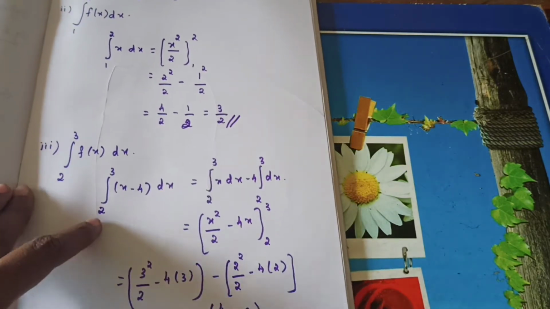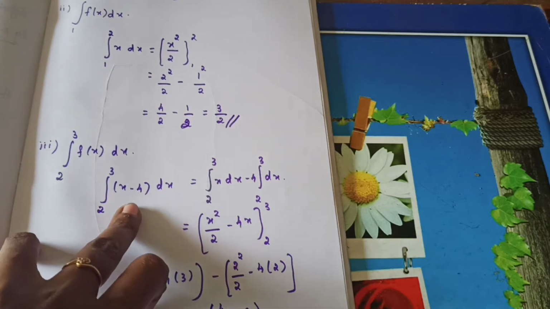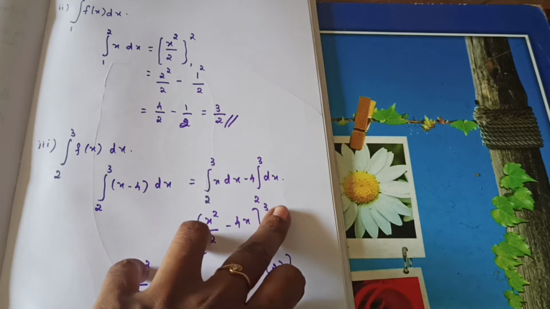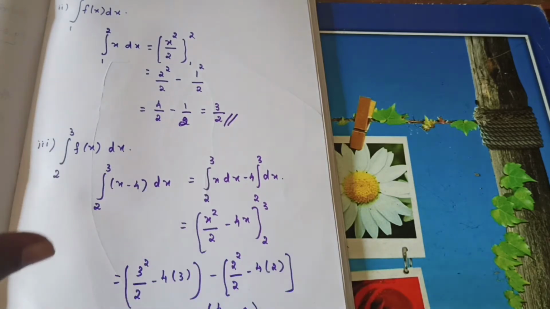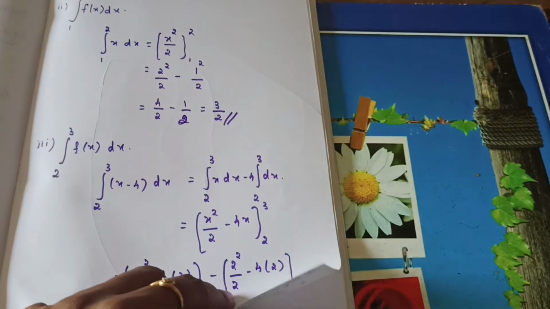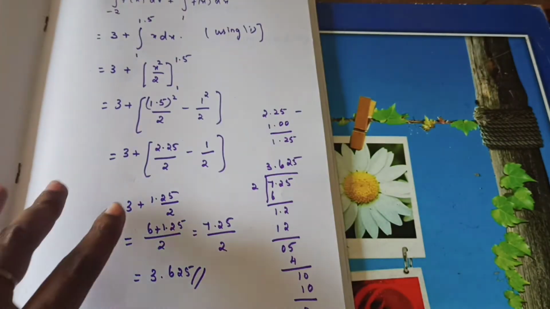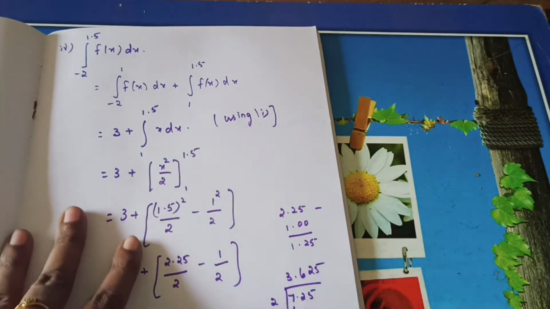Then 2 to 3 means it will lie in the third interval. So for the third, x minus 4 you need to substitute. Here x dx minus 4 dx, I have split it, integrated and substituted the value, and you get the answer. It will be very easy, because of that I am just explaining. I am not going to waste the time. Understand?